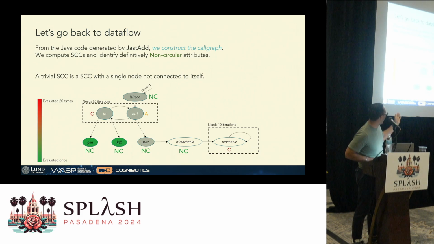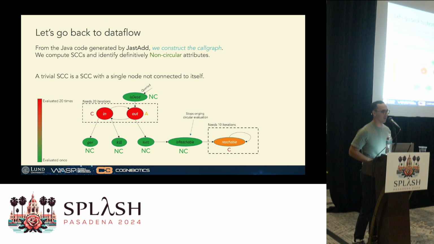Then the successor will call isReachable, and this one is a special attribute because it's a non-circular attribute that calls a circular attribute. And this one will stop all the ongoing evaluation, allowing to start new fixed point computations. So this one will converge after 10 iterations. So now isReachable can be fully computed, and the same for the successor. So in and out will converge after 20 iterations, and isDead in 1. So now we have the optimal solution where we don't waste resources or compute things multiple times.